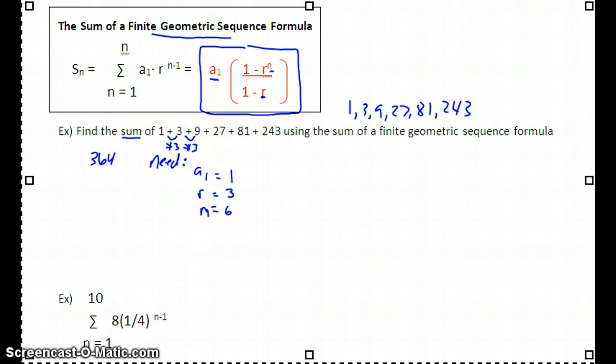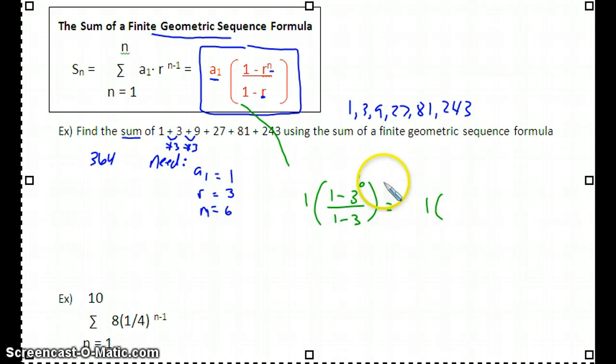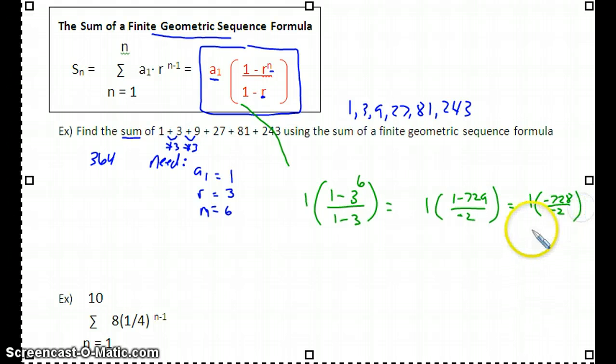So now let's plug it into the formula. Again, I'm using this formula here. A sub 1 is 1 times 1 minus 3 raised to the 6th power over 1 minus 3. So reducing this, I still have the 1 on the outside. This would be 1 minus 729, and this would be negative 2. And so this would be 1 times negative 728 divided by negative 2. And so that'd be 1 times 364.